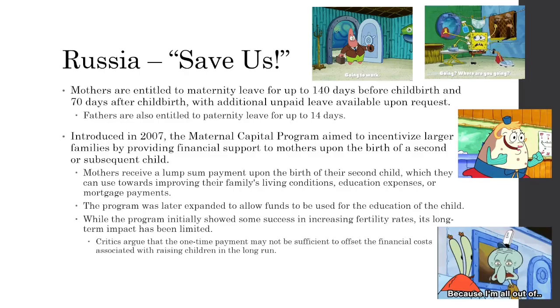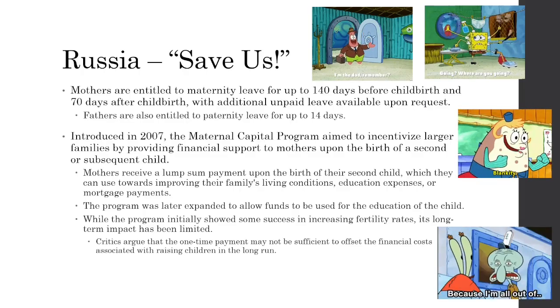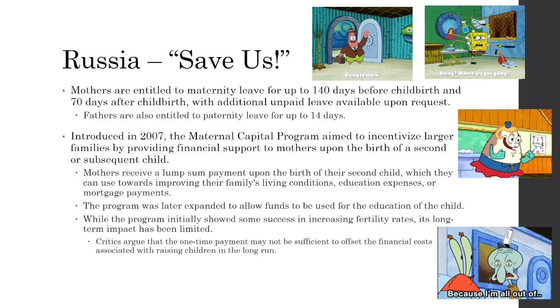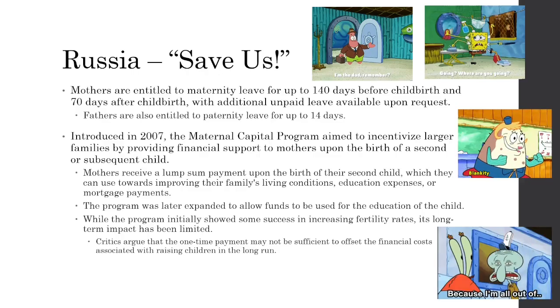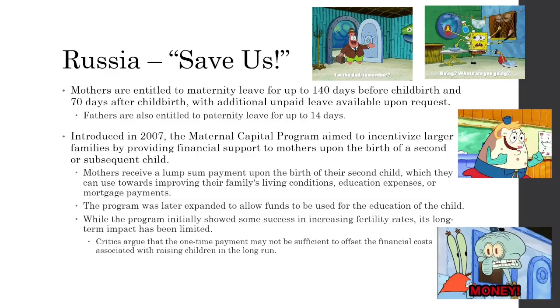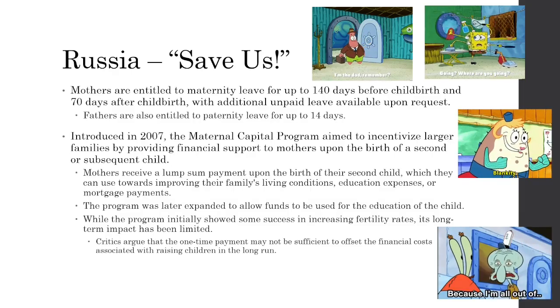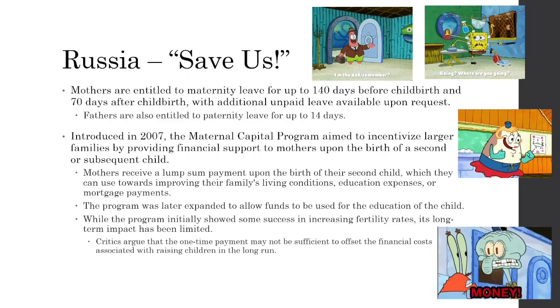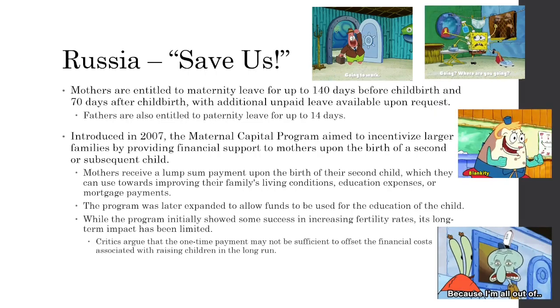Critics argue that the one-time payment is a one-time payment. It's like you're getting one check from the government, and you can blow it all at once, or you can save it. It varies from family to family. And some argue that it may not be sufficient to offset financial costs associated with raising children for 18 plus years in the long run. You may spend all the money in the first year or so. That's not going to help you later on, especially because they're not getting an education the first year.